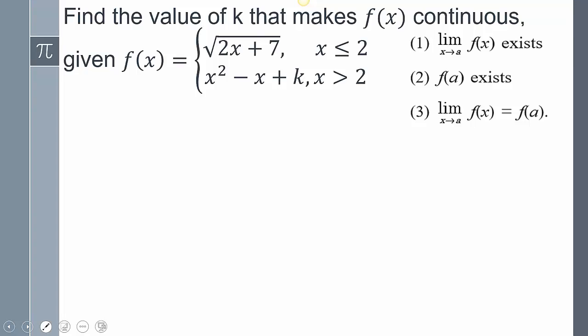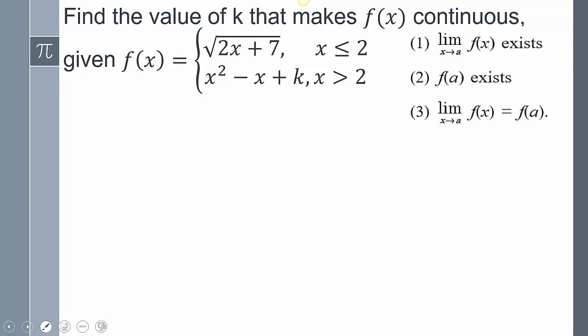The last thing is sometimes we want to use algebra to be able to make our functions continuous. Because if we know that the function's continuous, like I said, these are the three things that we want to make sure are true. And if they are true, then the function's continuous, and if it's continuous, then it has certain properties. And so in this instance, it says find the value of k that makes our function continuous.